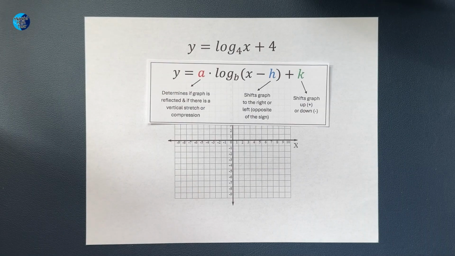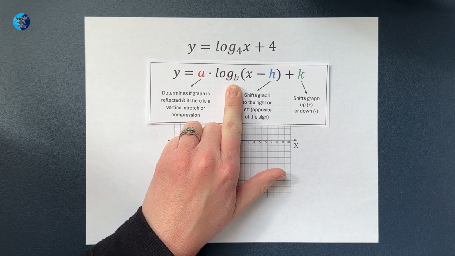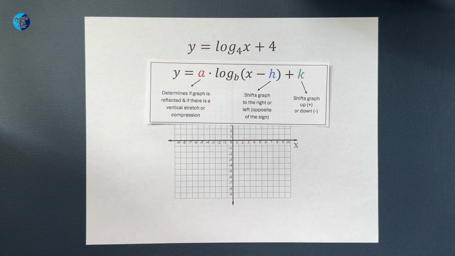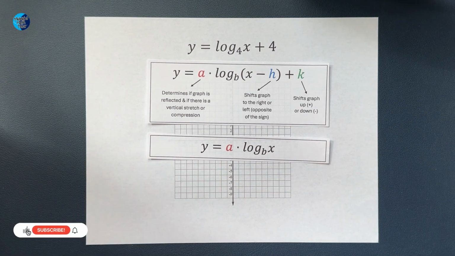The way that this one does differ a little bit from things like parabolas is the b. Different logs have different bases, which will change what my parent graph looks like. So what we're going to do is first figure out what our parent graph is and then adjust it based on these other things. Our parent graph is going to be y equals a times log base b of x.